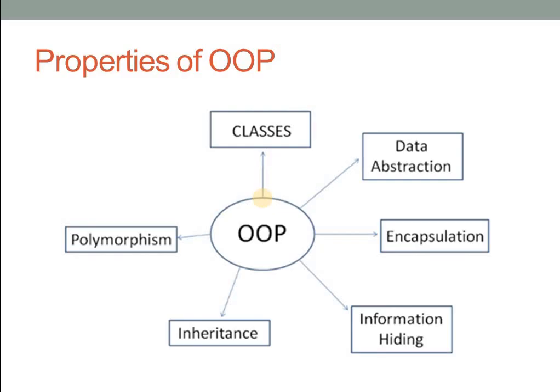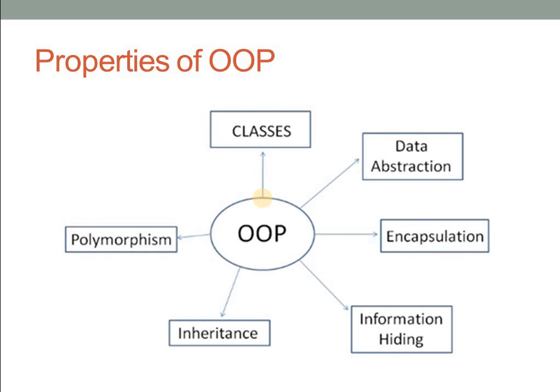Now coming on to data abstraction. We know the meaning of the word abstract. Abstract means just the essence. We are presenting only the essence to the outer world. That makes the property data abstraction.